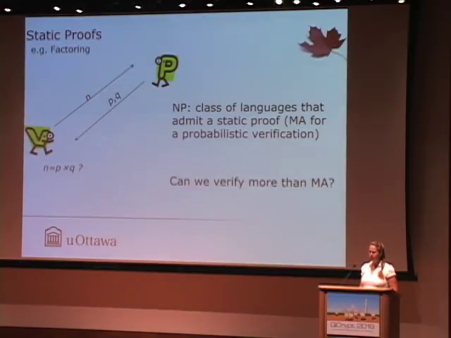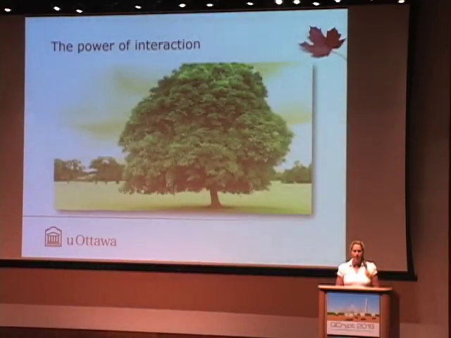So, in order to answer our question about verifying quantum computers, let's go to classical complexity theory and look at what's been done there before. So the question being, can we verify more than MA? Can we verify more than in this static scenario? And the answer is a resounding yes. We can increase the power of the verification process by adding interaction.